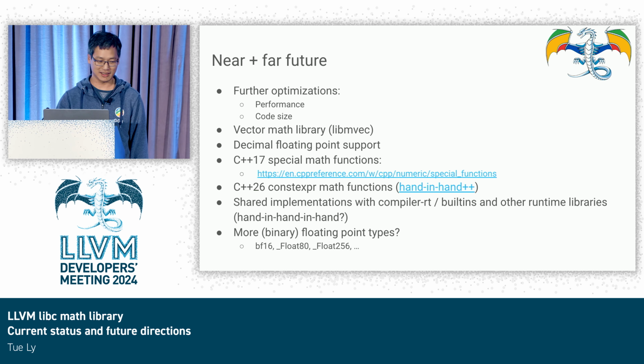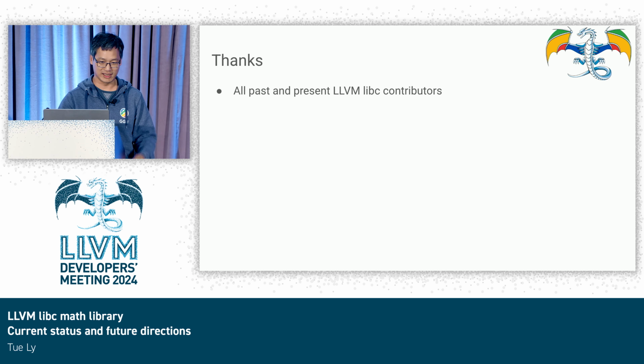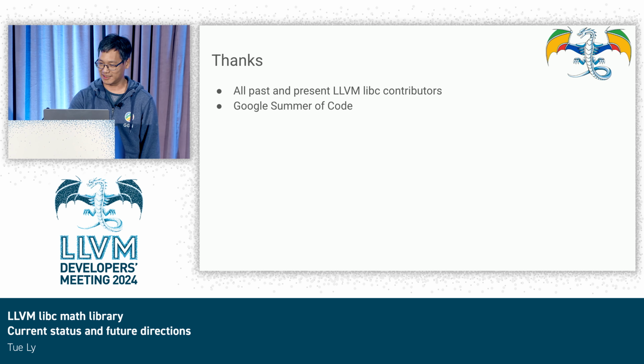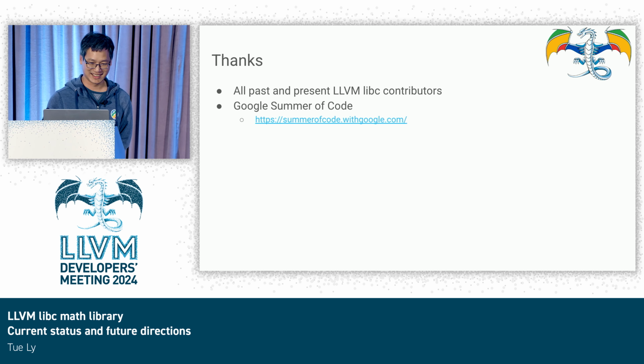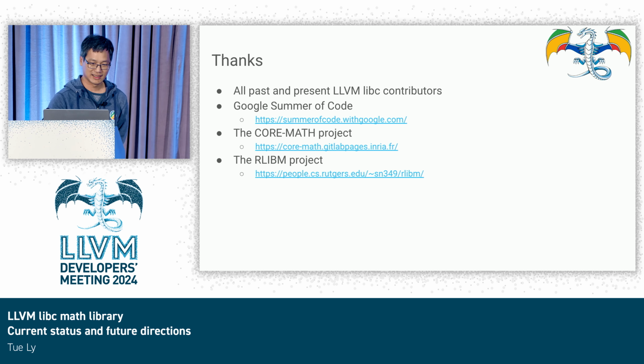Are there any more floating point types, like bfloat16? Or we can really make Intel 80-bit floating point run everywhere. If you're interested, please come to us. Or float256 for shadowing quad precision if we need to. Special thanks to all the LLVM libc and libm contributors, and to Google Summer of Code for providing excellent support for quad precision. And the CORE-MATH project, for giving us inspiration and close collaboration. The libm project, and to all of you, thanks for listening to me.